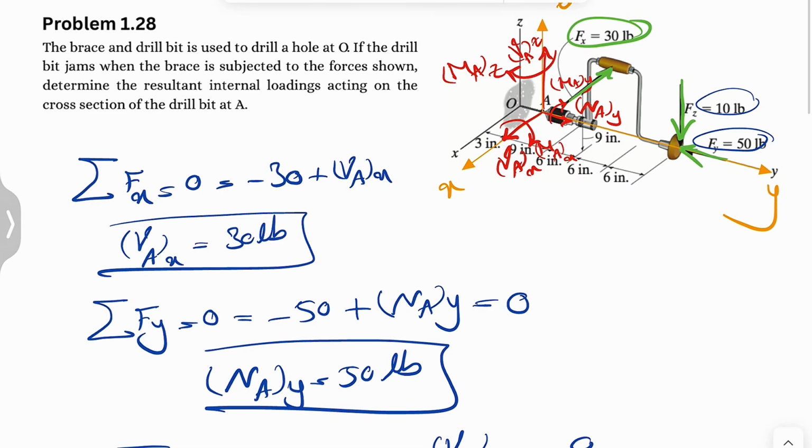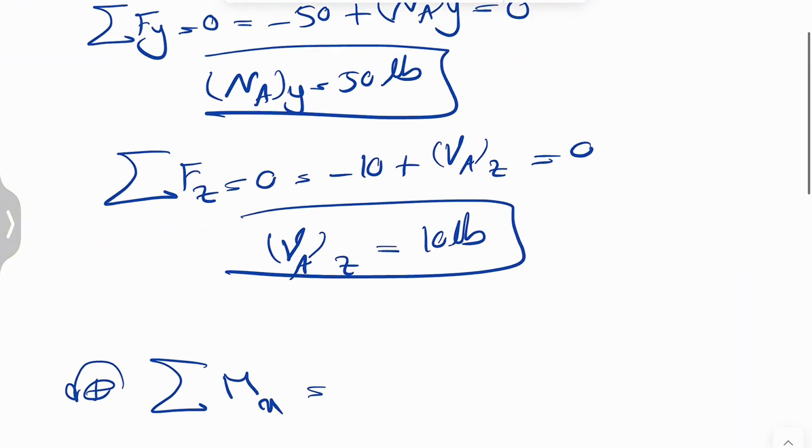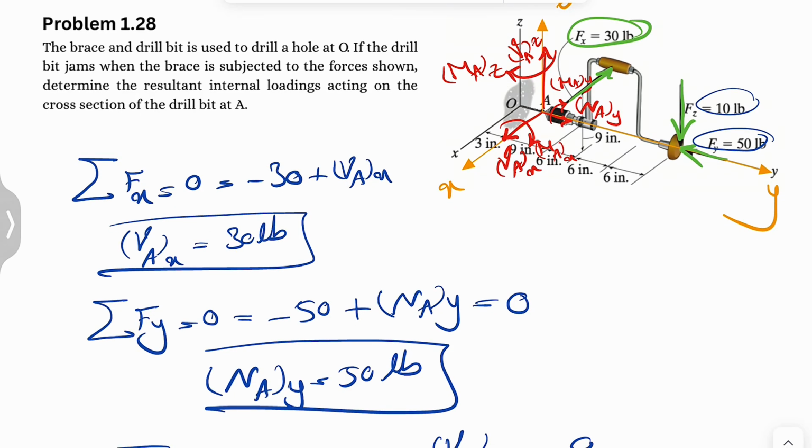We have 3 more equations for the moments, and that should give us the bending moment about each axis. So let's start with the x. So we are looking for the moment about x, and keep in mind that we have counterclockwise as positive, and the way we're going to find the clockwise or counterclockwise.